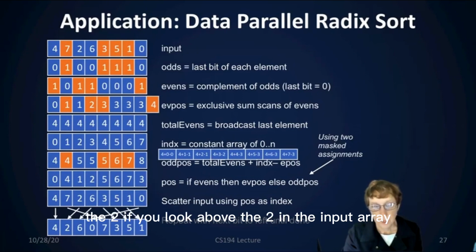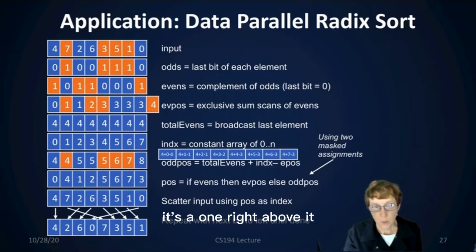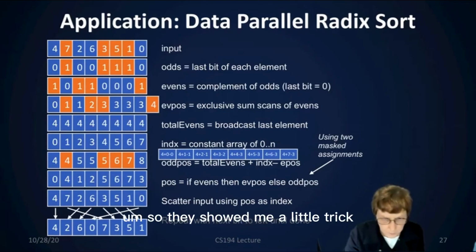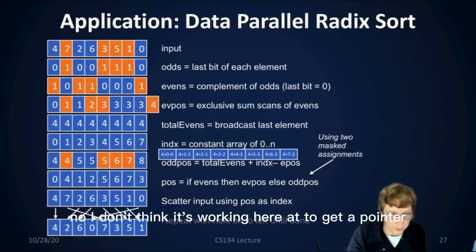The 2, if you look above the 2 in the input array, right in the second to last line, it's a 1 right above it. Somebody showed me a little trick. No, I don't think that's working here. I had to get a pointer.